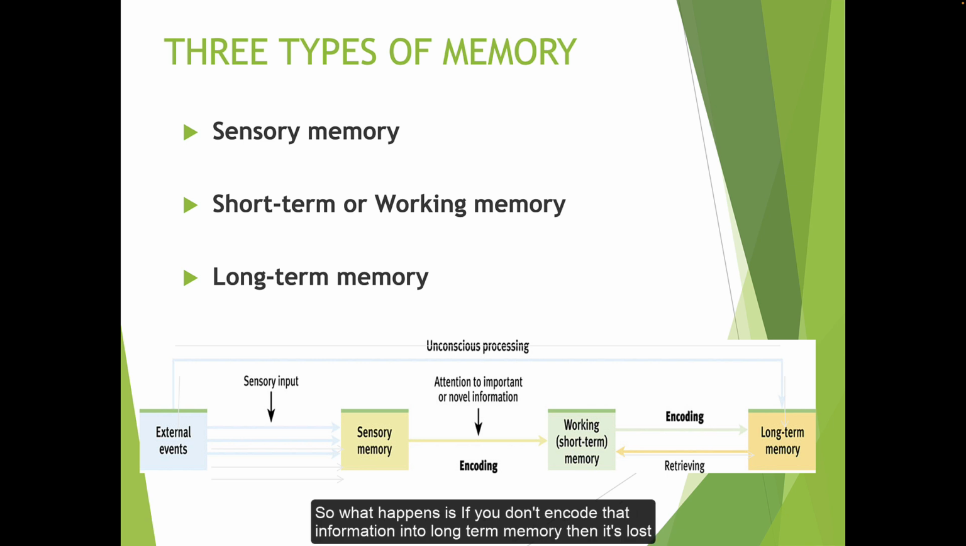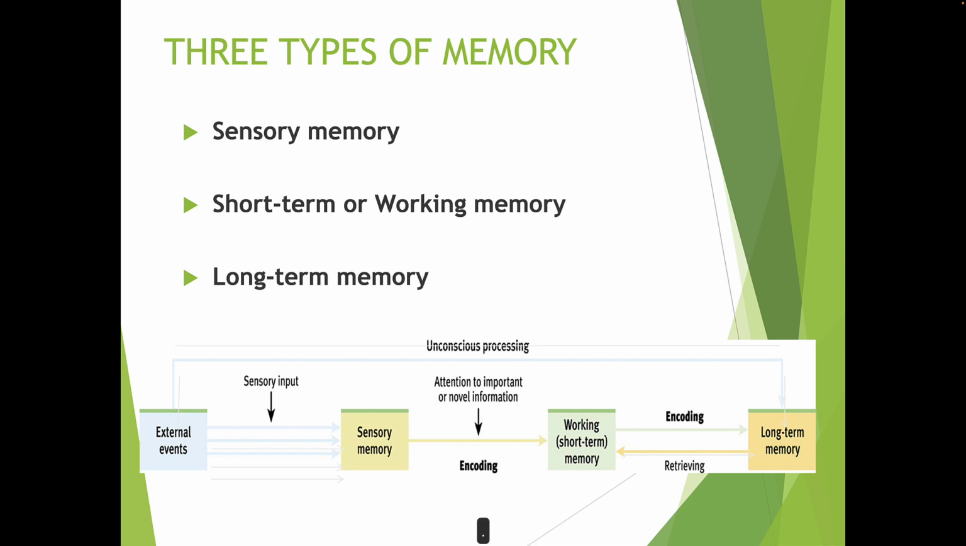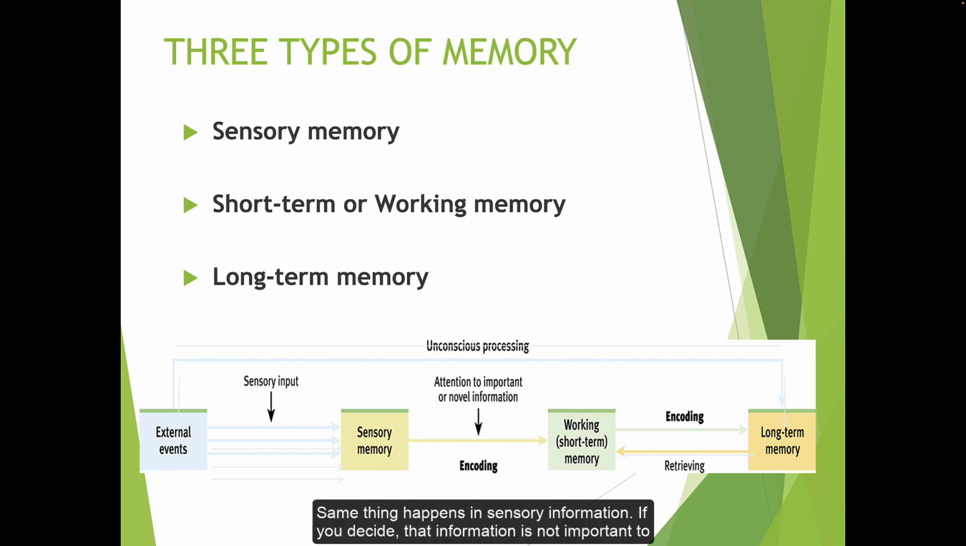So what happens is if you don't encode that information into long-term memory, then it's lost after you no longer hold the information in short-term memory. Same thing happens with sensory information. If you decide that information is not important to know, it won't go into working memory, and so it's lost. If you haven't paid attention to get that information into working memory, it's lost.